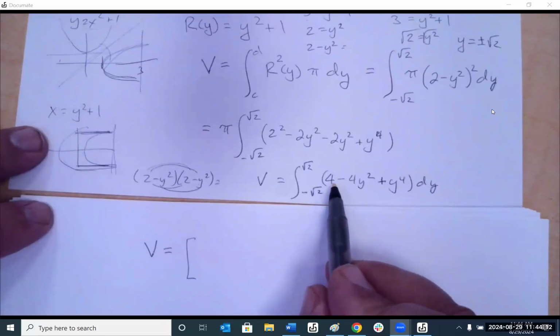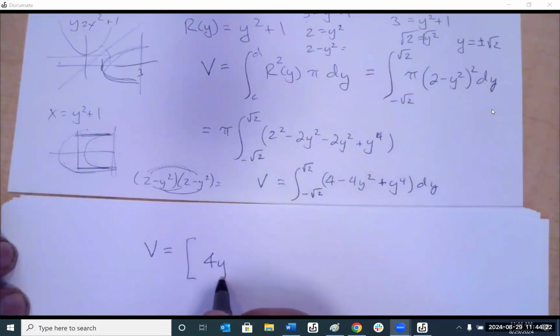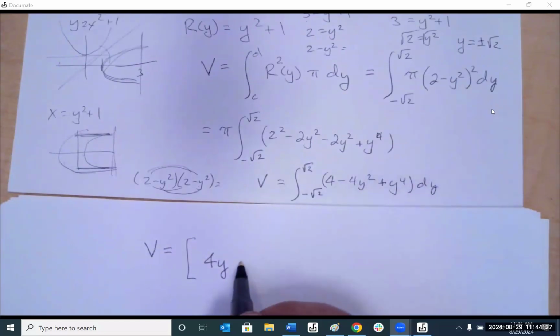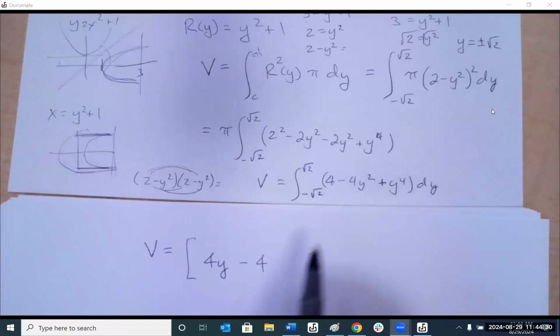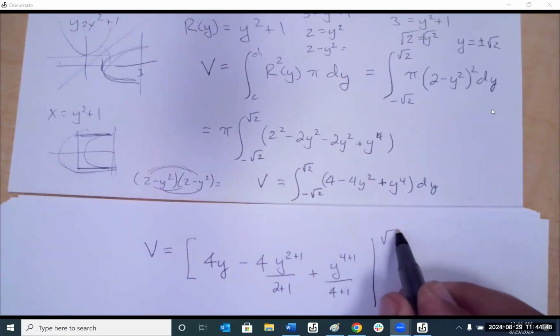Integrate. What is the integral of 4? For y. The integral of y squared, 2 plus 1 over 2 plus 1. The integral of y to the 4th, y to the 4th plus 1 over 4 plus 1. All that from negative radical 2 to radical 2.